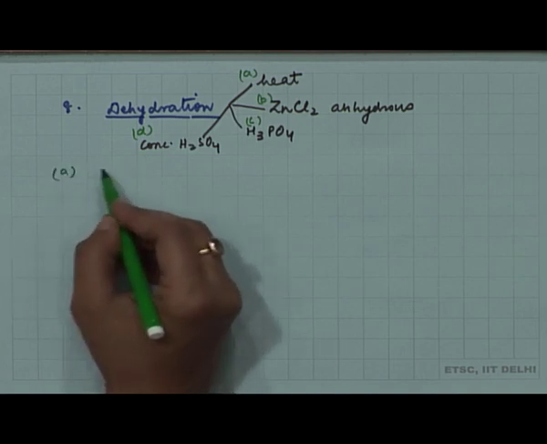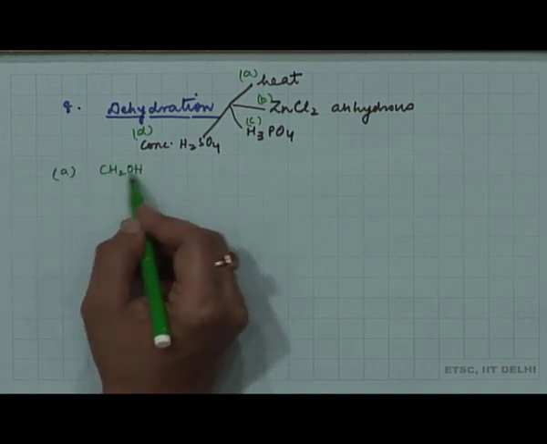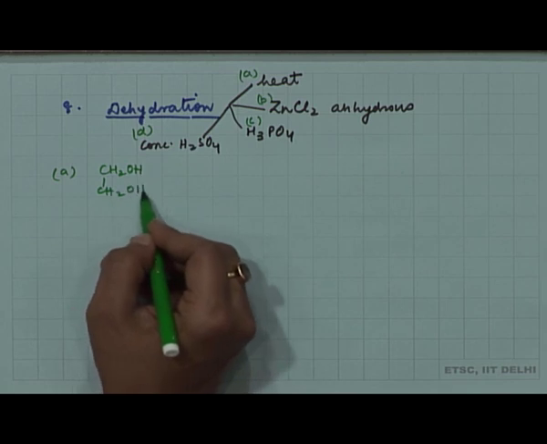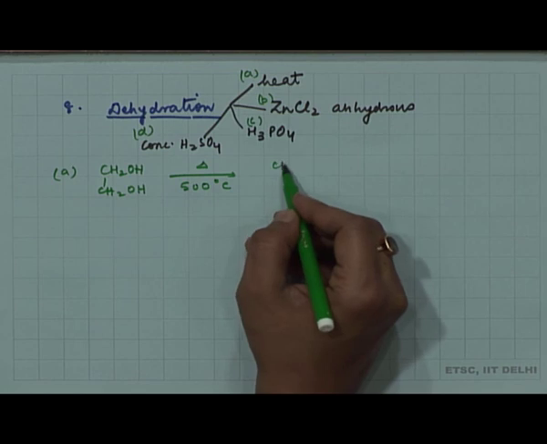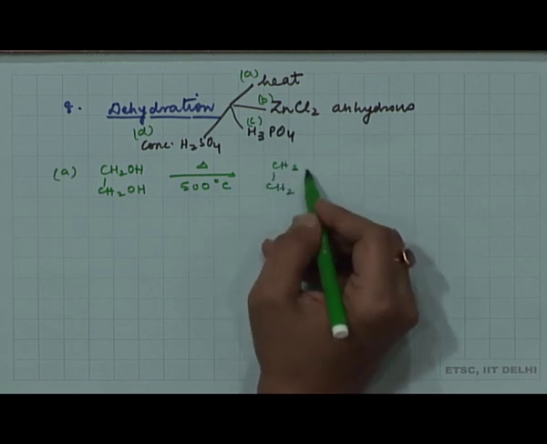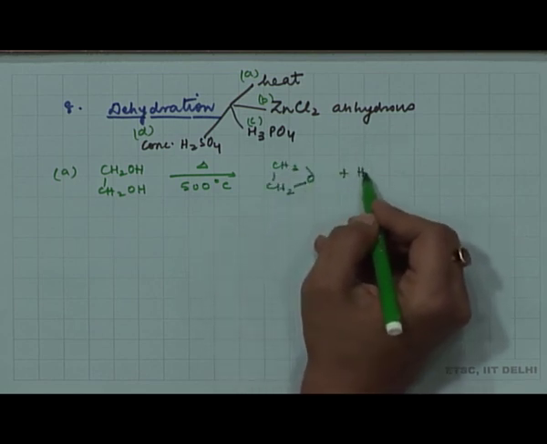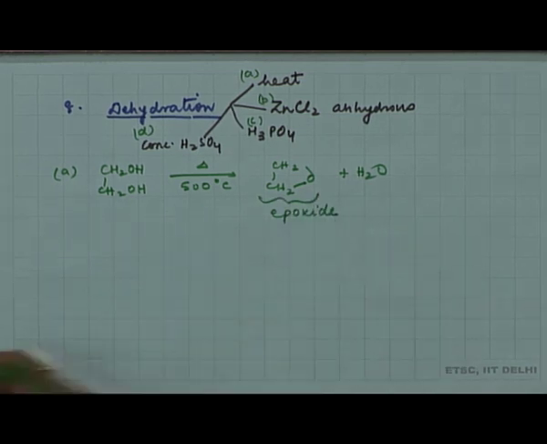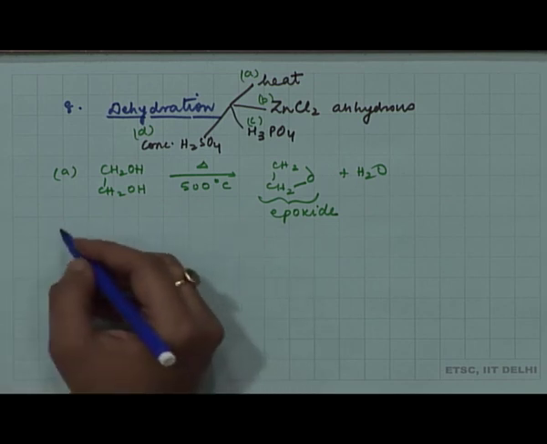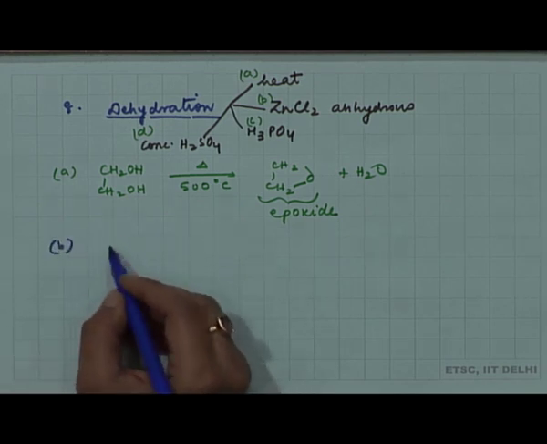So, if you simply heat a 1,2-diol at high temperature, you end up getting the corresponding epoxide. So, an epoxide is the product from a diol if you are heating it without any added reagent.